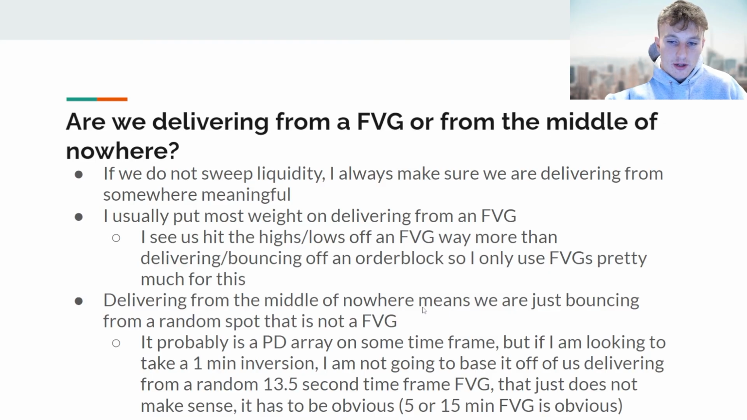So delivering from the middle of nowhere just means we're probably bouncing from a random spot; there's not a fair value gap. I usually put the weight on a fair value gap only. And it's probably a PD array in some time frame, like the 15-second, whatever. I know I'm going to have smart Alex saying that. But if I'm looking to take a 1-minute inversion, I'm not going to base off delivering off of a 13.5-second time frame fair value gap. That just does not make sense. And it has to be obvious and it has to be on the 1, 5, or 15 because that's the time frame most people are going to use.